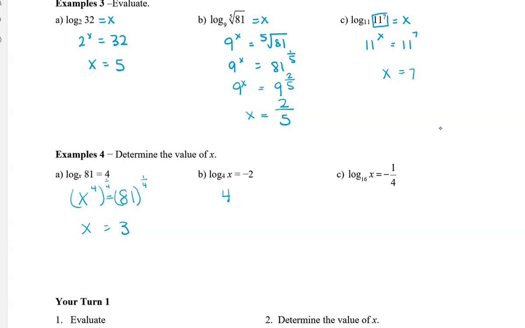In the second one, we have 4 to the negative 2 equals x. That's great, x is already isolated. So we can see that x is 4 to the power of negative 2, or 1/16. And then the last one here, we have 16 to the power of negative 1/4 equals x. Now I don't like the negative exponent, so I'm going to rewrite this as 1 over 16 to the 1/4, or we can think of this as 1 divided by the 4th root of 16. In this case, this is going to be a half.